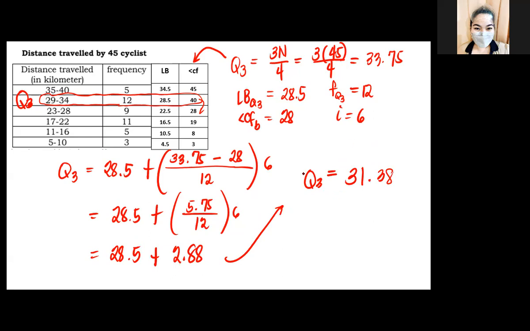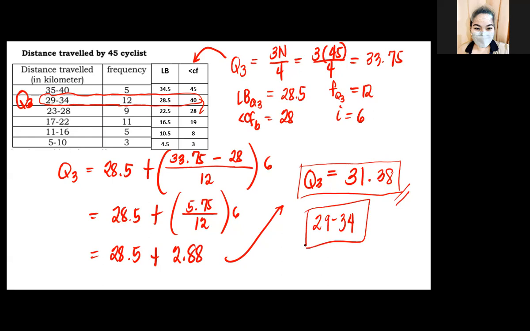Tama po. Okay. So our upper quartile is 31.38 at makikita nyo that that is between 29 to 34.